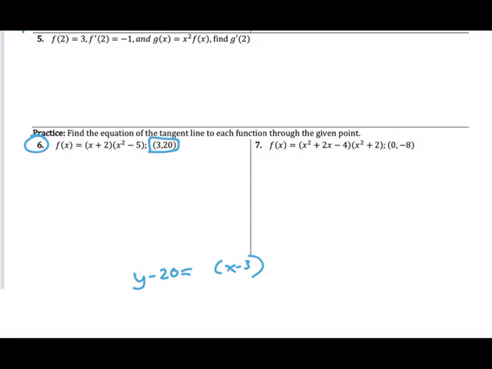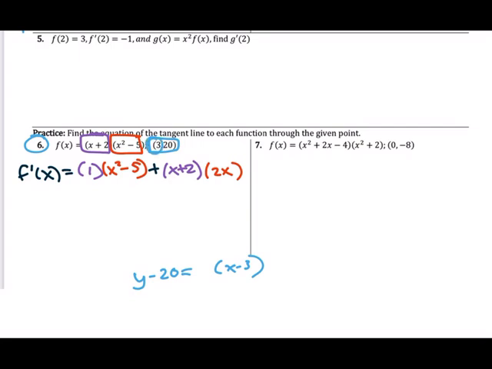In order to write the equation of a line, we need a slope and a point. We have a point, so all that we have left to find is our slope, and the derivative is the slope. So if I take the derivative of this purple function, I just get 1 times the red function, not its derivative, just the way it is, plus the purple function times the derivative of the red function.